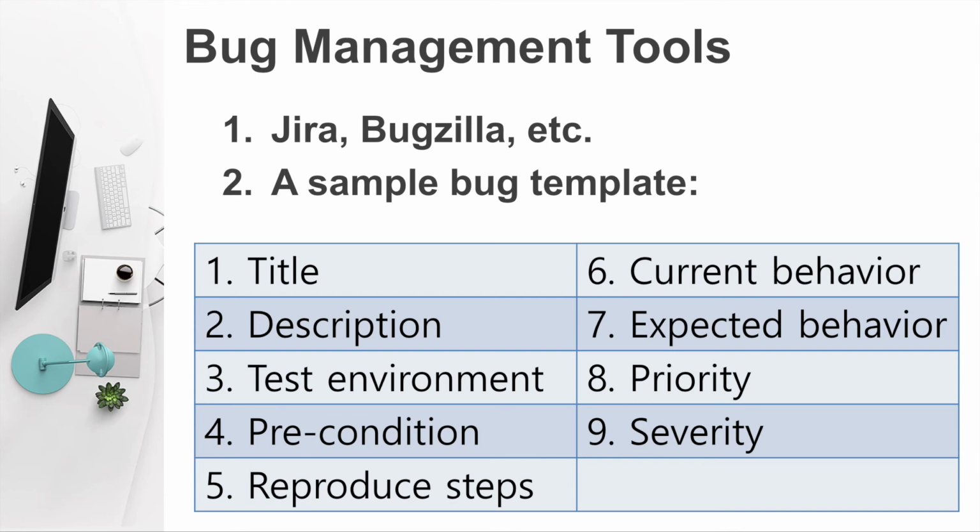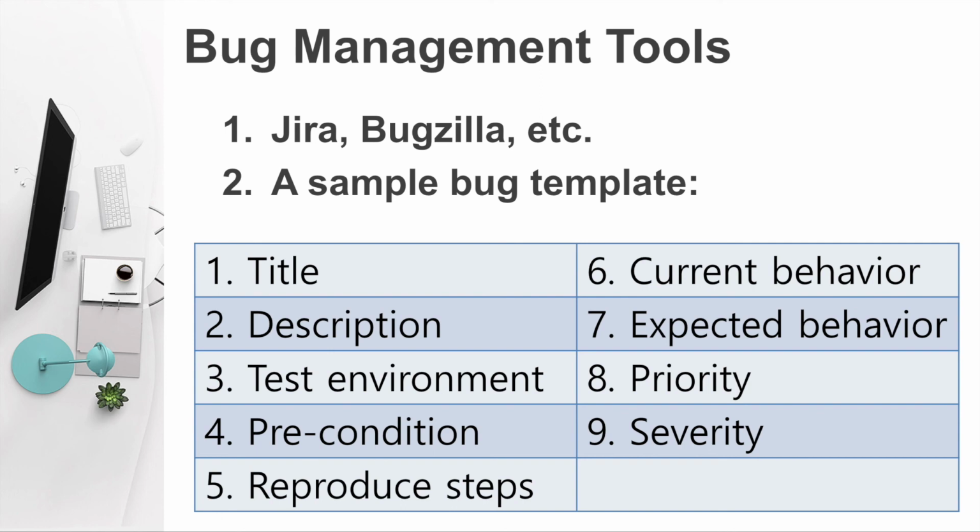Reproduce steps. It is a step-by-step guide for developer or anyone else reading this bug to reproduce this bug again. Number 6, you need to describe, after following these reproduce steps, what's the current behavior of your application under test and what is the expected behavior, so that people will see there's a difference between the expected behavior and the current behavior. And that is what the bug is about.